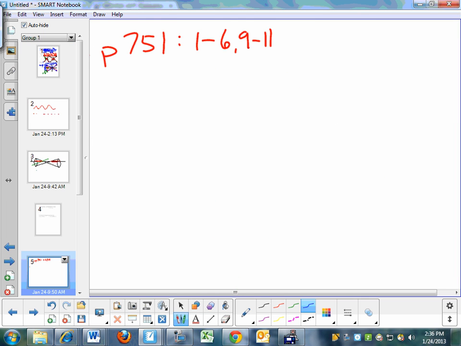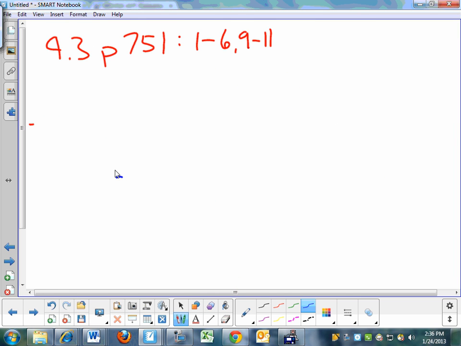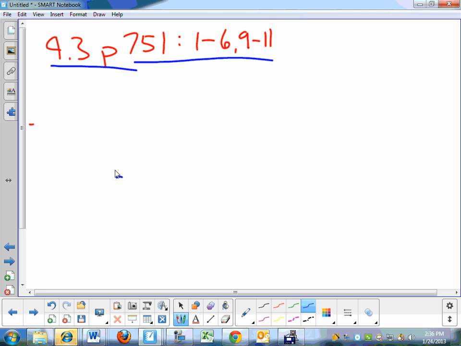You're math geniuses, which is why you deserve an assignment to extend your learning. 9.3, 751, numbers 1 through 6, and 9 through 11.